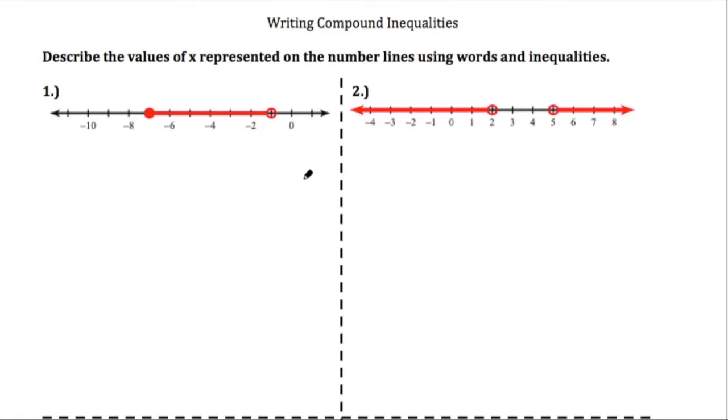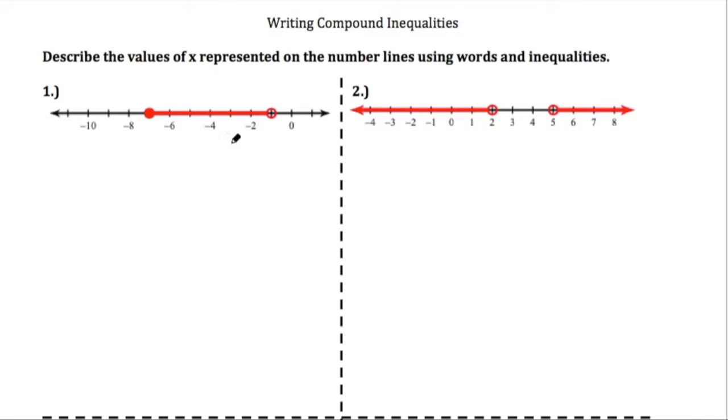Hello, in this lesson we're going to be writing compound inequalities when given a graph. So here in example 1 we have a graph of a compound inequality and we must come up with the algebraic expression that matches with it. With these, it's probably easiest just to jump right to the conjoined inequality.